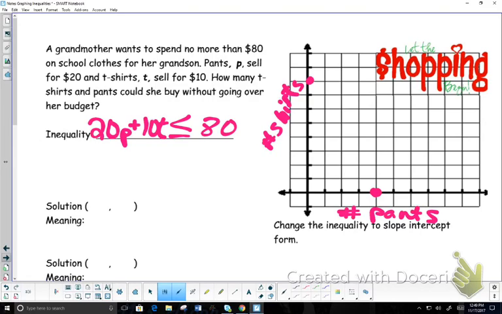Solid or dash? Solid. Is this discrete or continuous information? It is discrete. You can't go buy half a pair of pants.